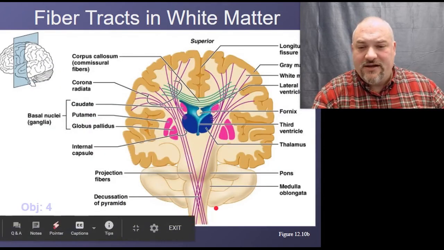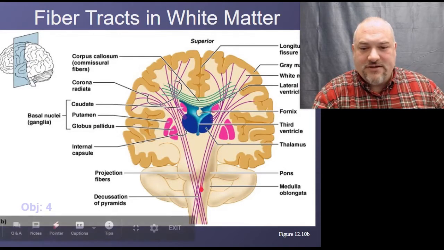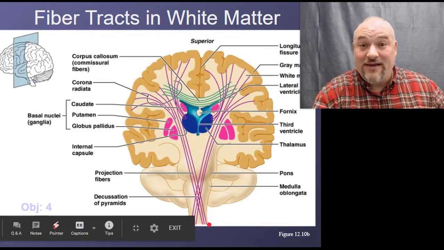Here we can see a frontal view. We can see the corpus callosum here, and we can see the fiber tracts from this side of the brain crossing over down here in the brainstem to the other side. This is why they have contralateral control, because the fibers cross right there.